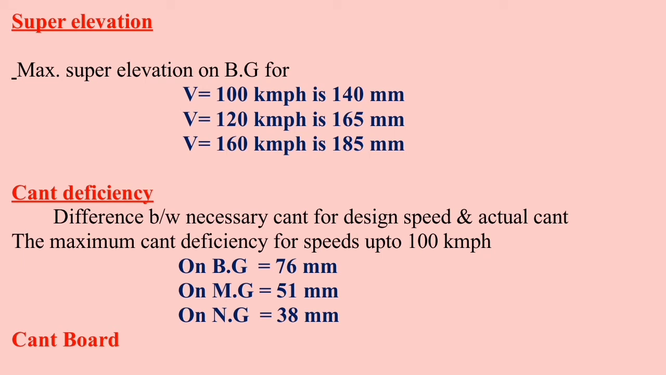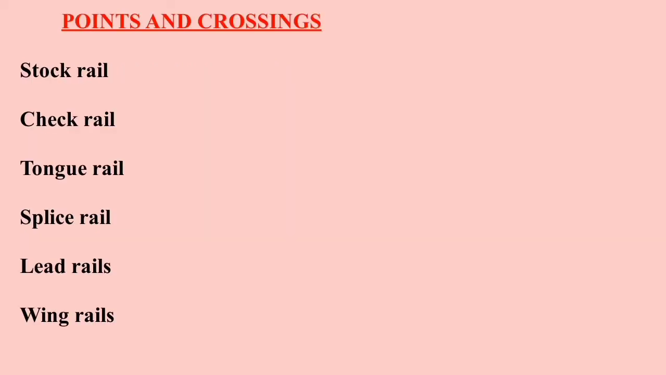Now, cant board. Cant board is used for providing super elevation on tracks. Now, let us discuss the term points and crossing. Wheels of a train have flanges on the inner side to prevent lateral movement of the train and allow them to move in one definite direction only. Hence, special arrangements are necessary to divert a train from one track to another. These special devices which are required to divert a train from one track to another are known as points and crossings.